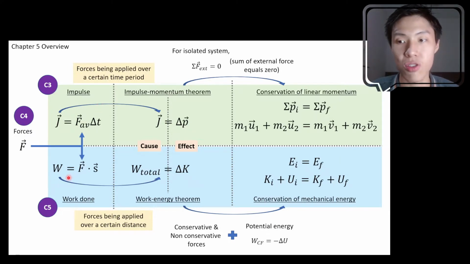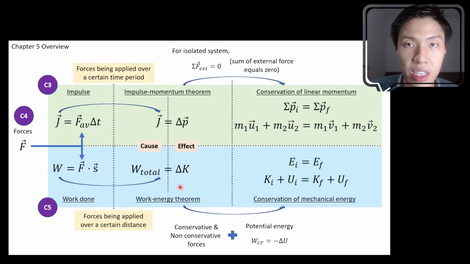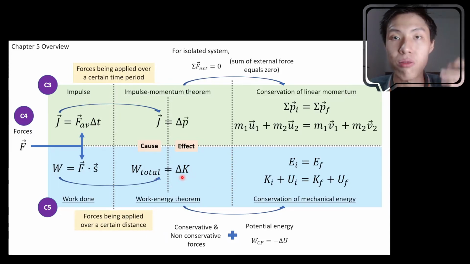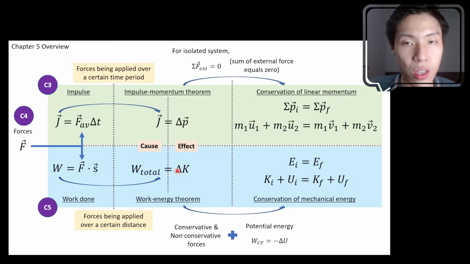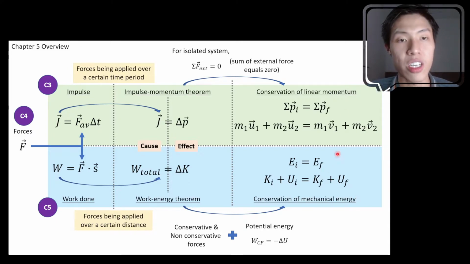Okay, so now you see there's a similar structure in the way chapter 3 and chapter 5 are structured. You create a new physical quantity, then relate the physical quantity as the cause of motion, then you study the effect. What kind of change can you observe in the motion? After that, you learn that under a specific situation, some kind of property will be conserved. In chapter 3, linear momentum is conserved. In chapter 5, mechanical energy is conserved.